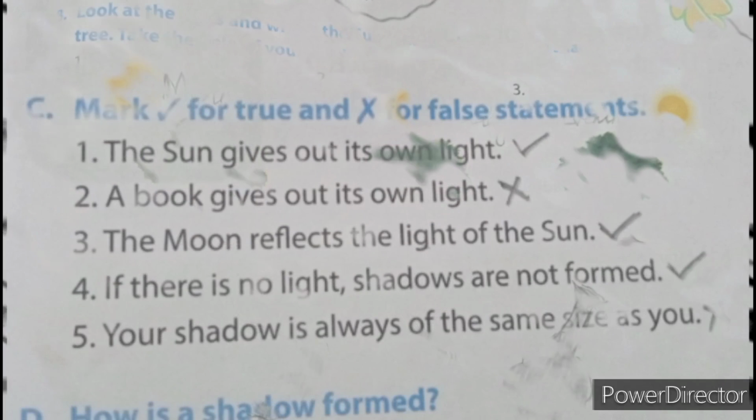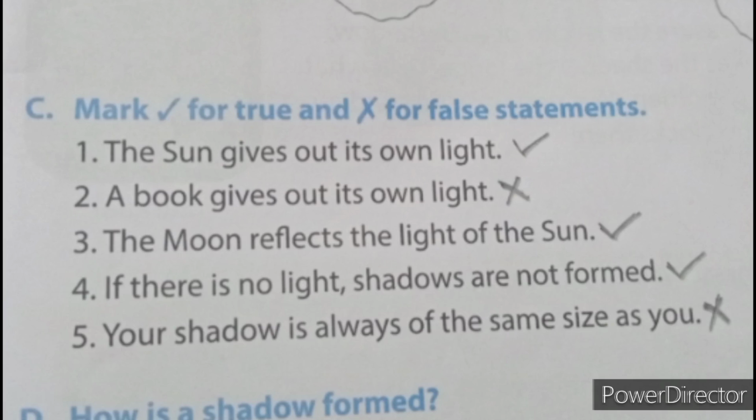Now move to exercise C. Mark tick for true and cross for false statement. 1. The sun gives out its own light. It's true. 2. A book gives out its own light. It's false. 3. The moon reflects the light of the sun. It's true. 4. If there is no light, shadows are not formed. It's true. 5. Your shadow is always of the same size as you. It's false.